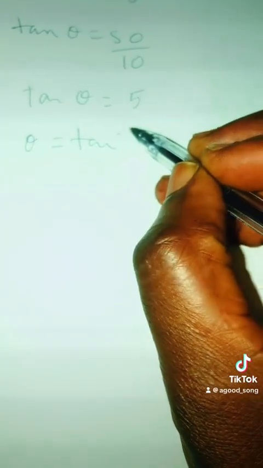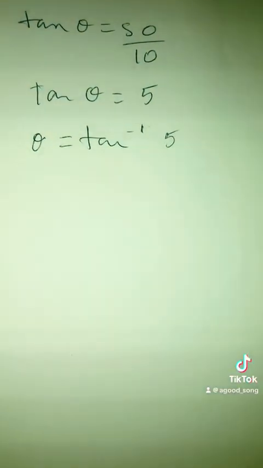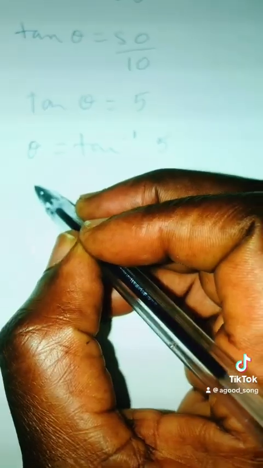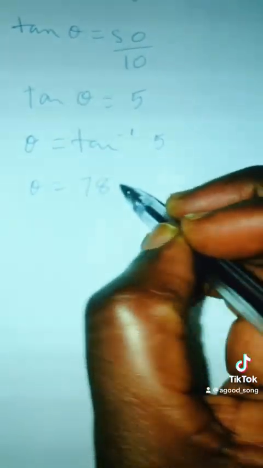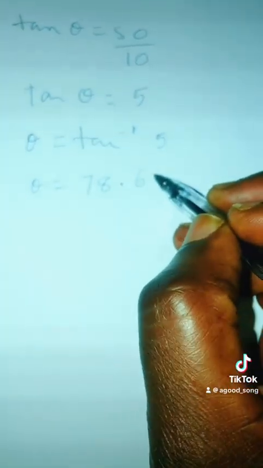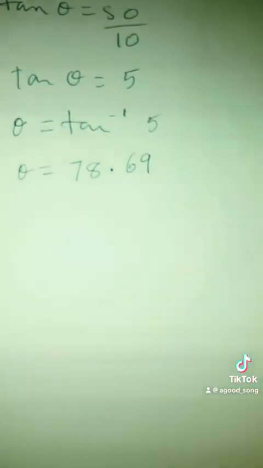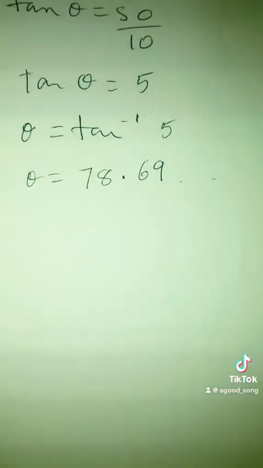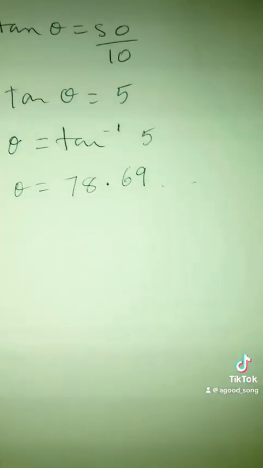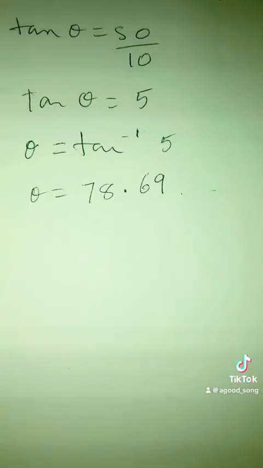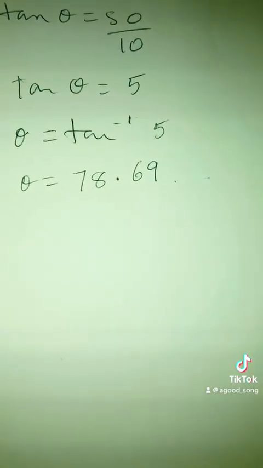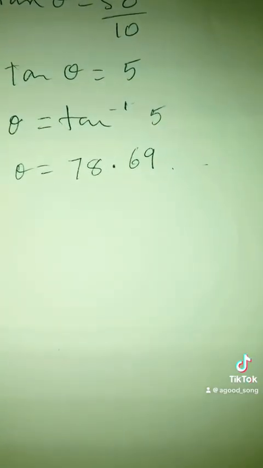Then when you do this on the calculator, you find that theta equals 78.69. Of course, we have a number, rounded off to 2 decimal places. So to get this on the calculator, you need to go to shift. You press shift, then you press tan, then tan inverse will appear.